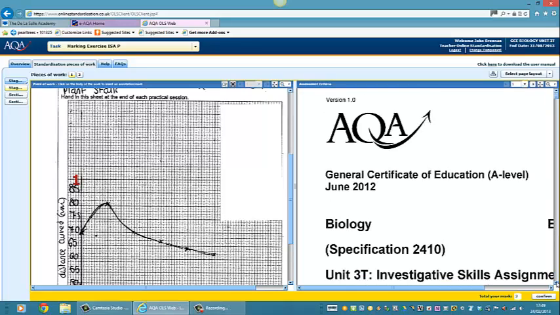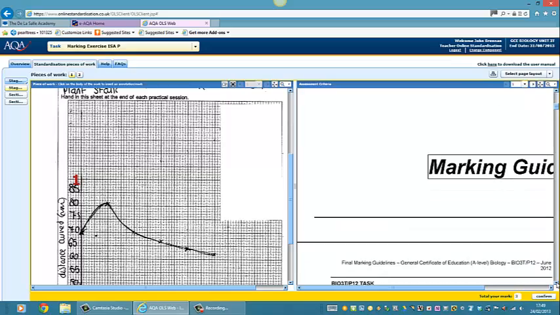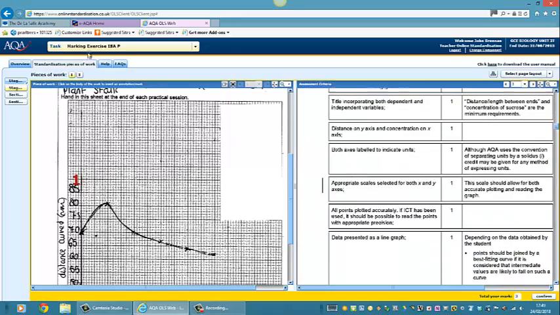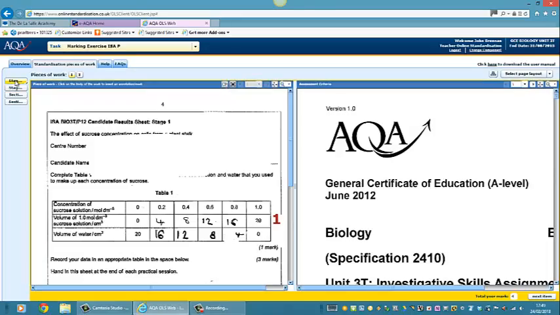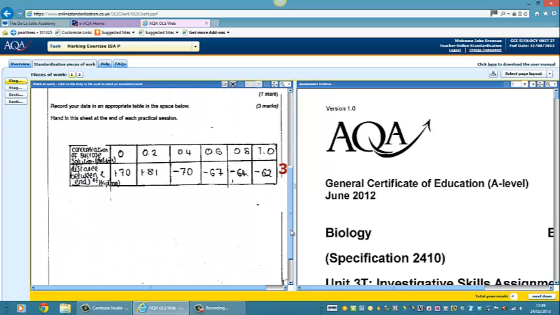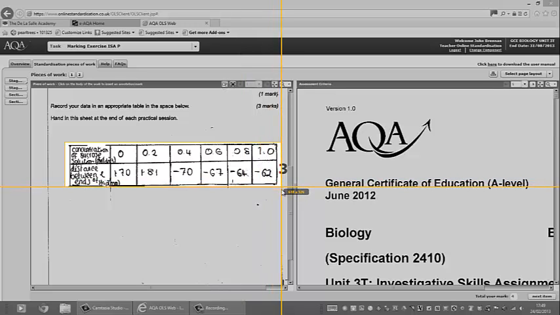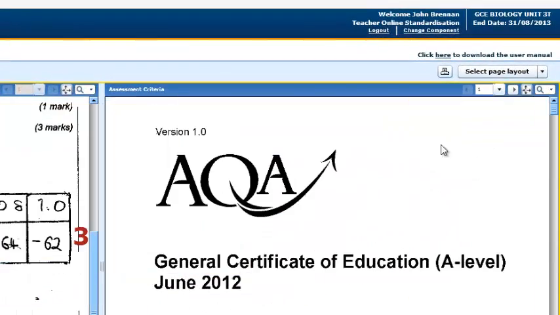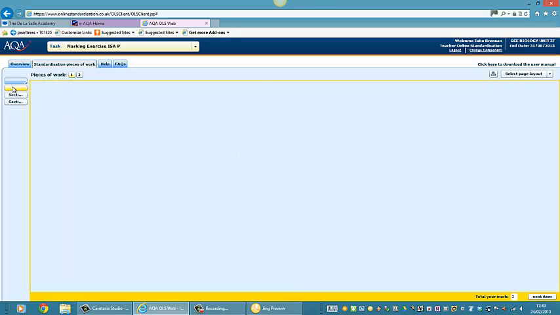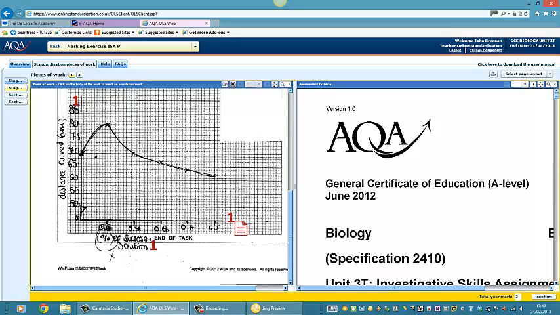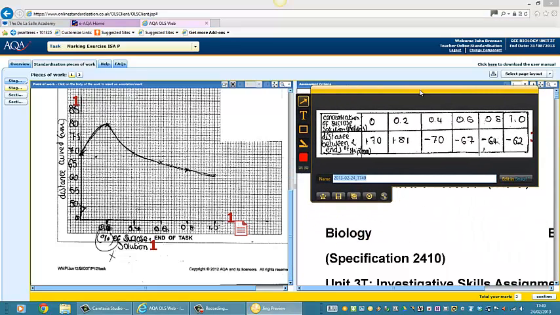Okay, so now I want to check the accuracy of these graph points. And to do that, I'll need to go back to stage 1, get the actual data that they've used to make the graph, do a little screen capture, put that to one side. Okay, let's bring this in and see how good the graph is.